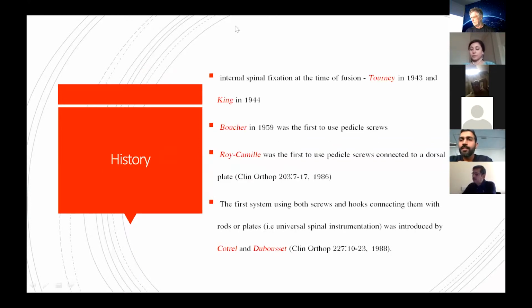Coming to the history, internal spinal fixation at the time of fusion was first described by Tourney in 1943 and King in 1944. First pedicle screws were used in 1959 by Boucher. Roy and Camille then first used pedicle screws connected to a dorsal plate. The first system using both screws and hooks connecting them with the rod was used by Cotrel and Dubousset.